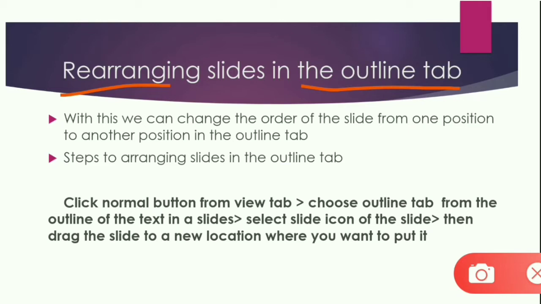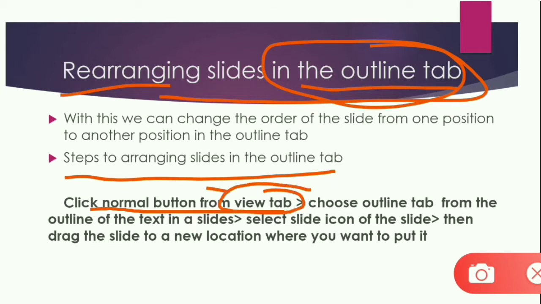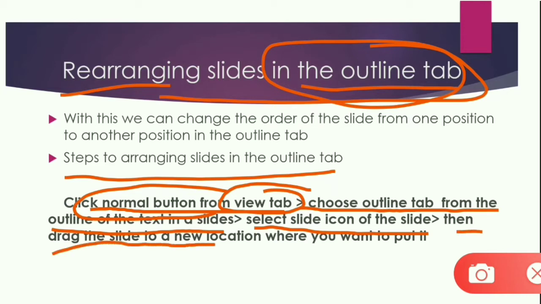For doing this with the help of the outline tab, we have to follow these steps. Firstly we have to click on the View tab, then choose the Normal button. Okay, then choose the Outline tab from the outline of the text. Okay, then select the slide icon of a slide. It is shown on the corner of the outline tab. Okay, then drag the slide to the new location where you want to put it.